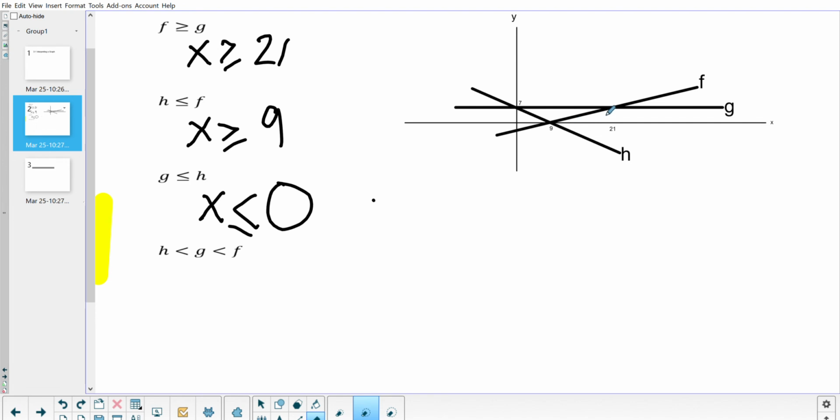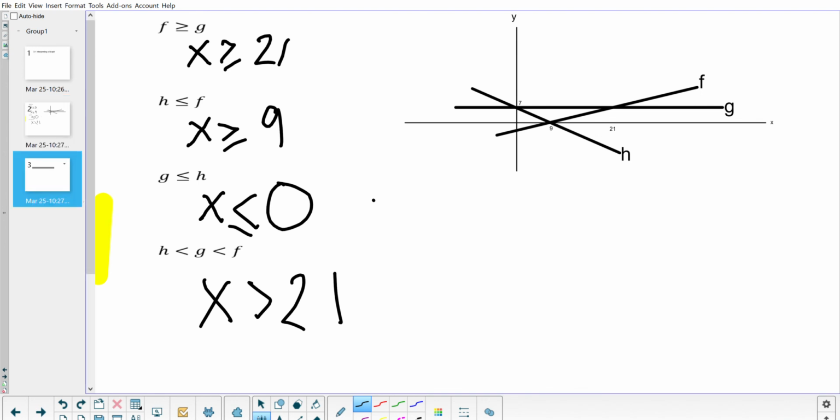That's not going to start until this 21, because to the left of 21, actually g is higher than f. So it goes g, f, h. It's not until 21 that it's f above g above h. If you're kind of thinking this is a little confusing, you're not wrong. It is a little difficult. It's going to take some practice. So when x is greater than 21. Now, again, keep in mind, all your answers have to be x values, okay?